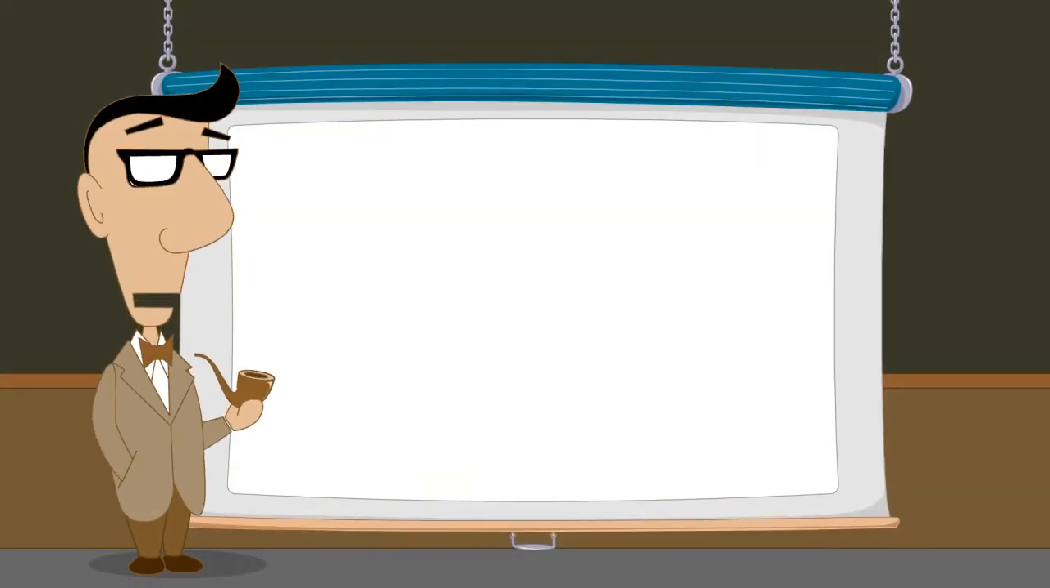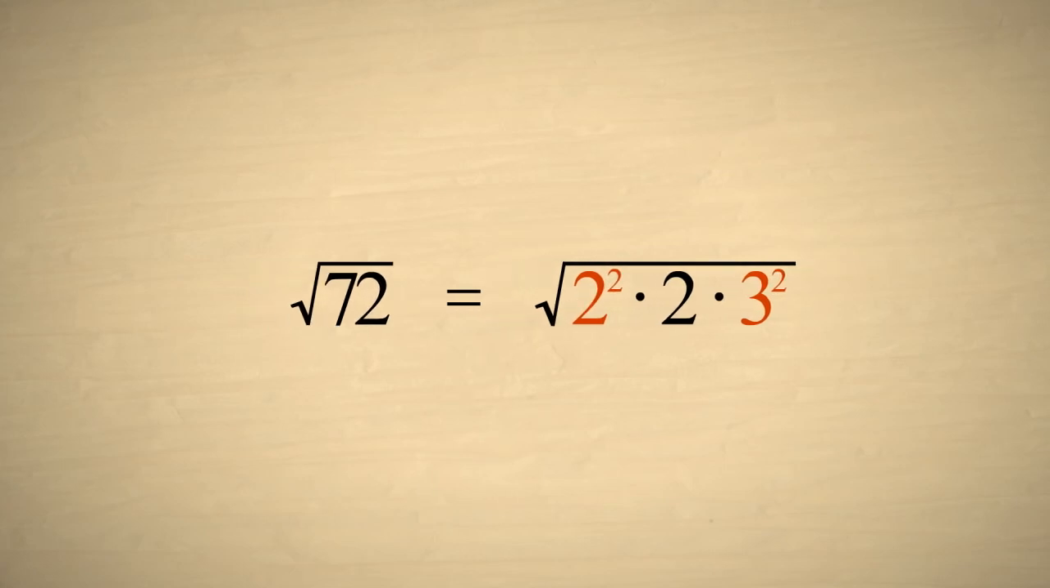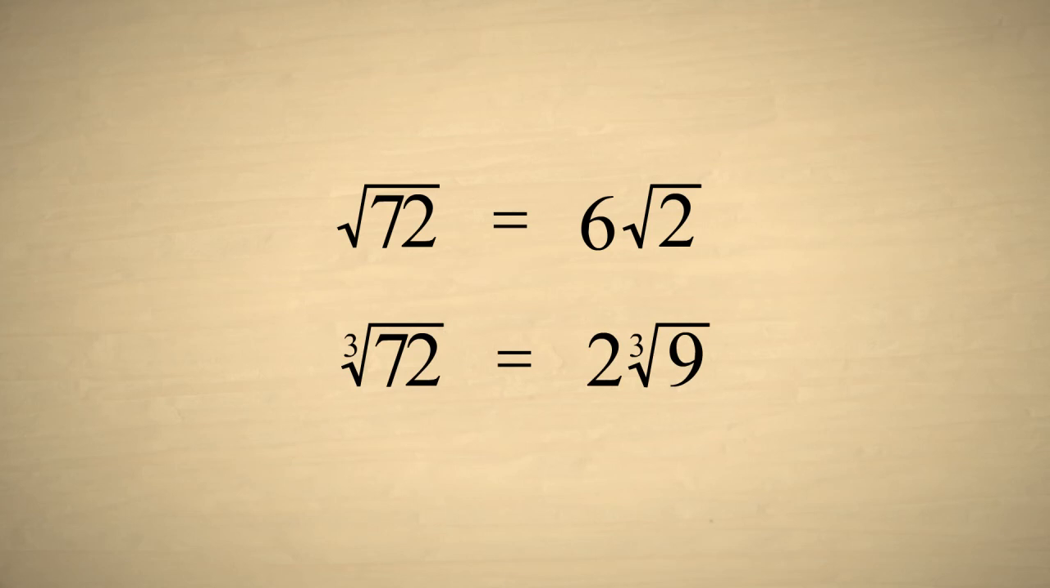On the other hand, let's simplify the square root of 72. Once again, factoring 72, we see that 2 squared and 3 squared are both factors. So these 2 factors can be brought out from under the square root, and we have 6 times the square root of 2. So the square root of 72 can be written as 6 times the square root of 2, and the cube root of 72 can be written as 2 times the cube root of 9.